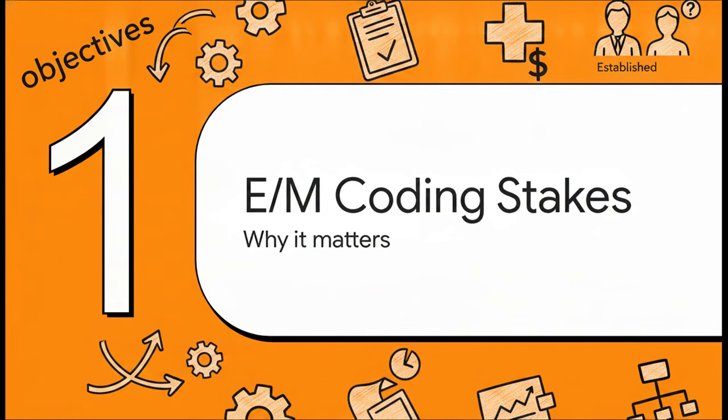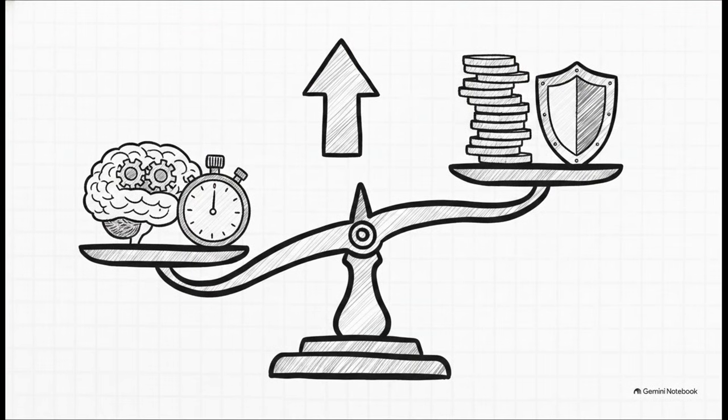The E&M coding stakes. So, why are we zooming in on this? Well, understanding this distinction is absolutely crucial. Getting that evaluation and management level right ensures you get accurate reimbursement and, just as importantly, bulletproof audit readiness. E&M codes aren't just arbitrary numbers, right? They reflect the true complexity and time involved in a patient encounter. By classifying a patient correctly, you're laying the groundwork for fair compensation and ensuring your documentation can stand up to any outside scrutiny. Higher complexity means a higher level, which means higher payment, but only if that foundation is totally compliant.